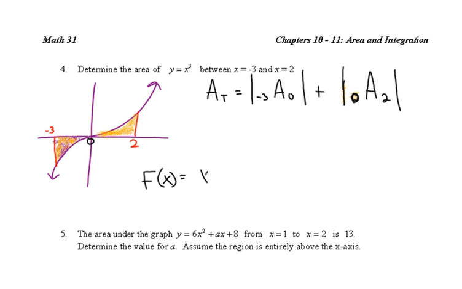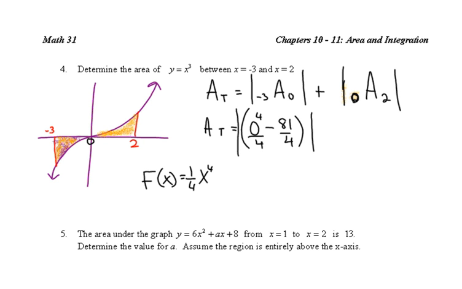We add 1 to our power and then divide by that number. So 1/4 x to the 4. Okay, from negative 3 to 0, we do b minus a, right? So that'd be 0 minus, plugging in 0 gives 0, and negative 3 to the power 4 divided by 4 is negative 81 over 4. That was the 0 area: 0 to the power 4 divided by 4.